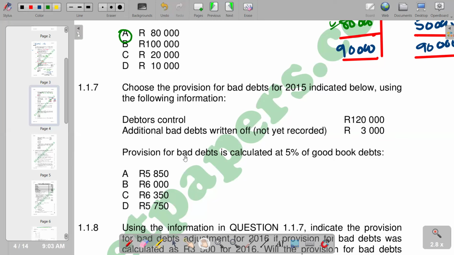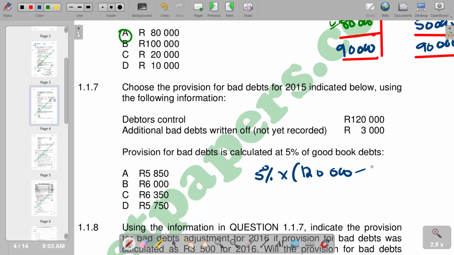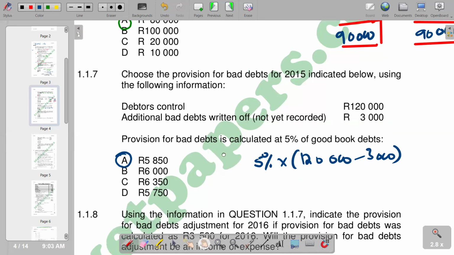Then the answer that we get, we multiply by 5% as the rate given. So as simple as that, we are saying 5% multiplied by, in brackets, 120,000 minus 3,000. So let's calculate it and see what we get. We're going to get 5,850, which is on A. So exactly as we have for that one. Then we go to number 8.